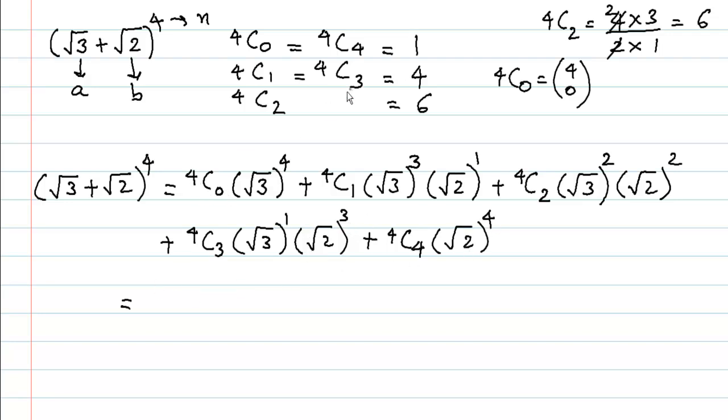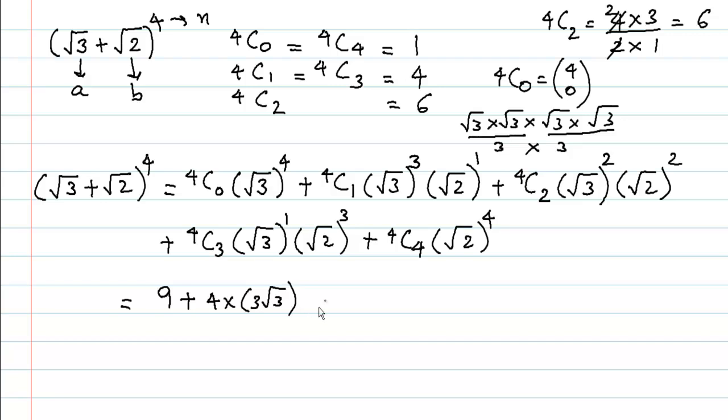Now 4c0 we know is 1, we can ignore the 1. Root 3 raised to 4. Now root 3 into root 3 into root 3 into root 3. Root 3 into root 3 is 3. Root 3 into root 3 is again 3. 3 into 3 is 9. So we can directly write 9 plus 4c1, and we know that is 4, multiplied by root 3 cubed. So we have root 3 into root 3 is 3 into another root 3. So we have 3 into root 3. So we'll have 3 root 3.